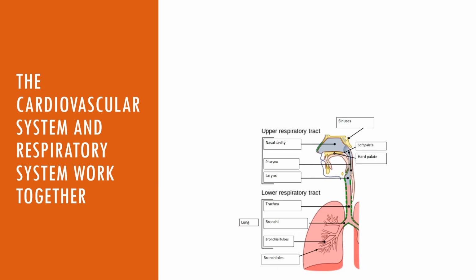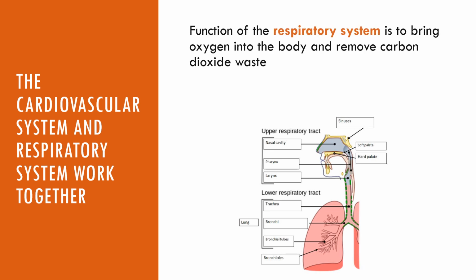So let's move on to the respiratory system. The cardiovascular system and the respiratory system function very closely to each other. Basically, one of them takes care of how our body interfaces with the environment, and the other one then takes care of the body. So the cardiovascular system takes what the respiratory system brings in and does something with it. The respiratory system itself, its job is to bring oxygen into the body and remove carbon dioxide waste.